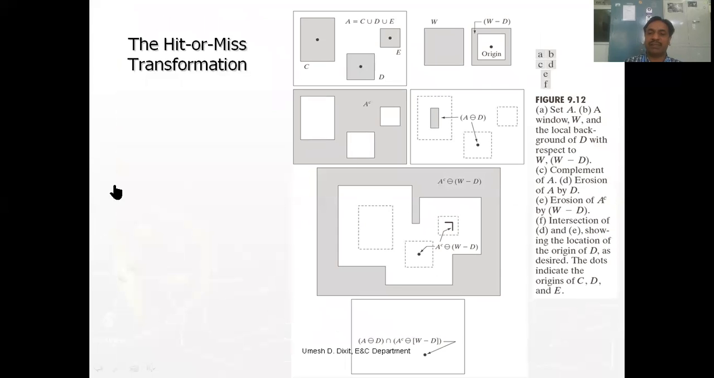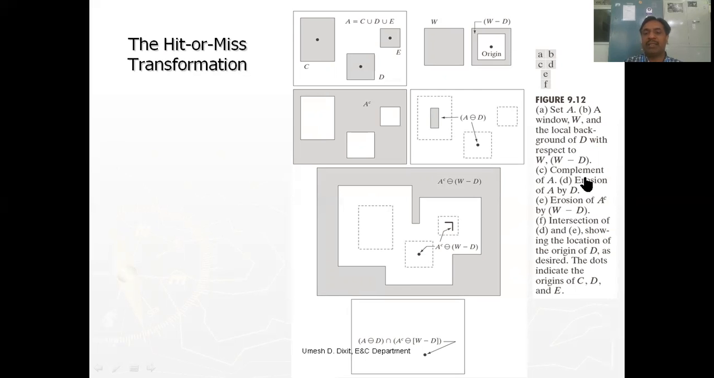Here we have a very good example to understand the concept. The first diagram indicates set A, which has three shapes, say C, D, and E. Assume that W is the local background of object D. We want to know the location of this shape D within the set A. As per the equation, first we have W, the background of D, and then we calculate W minus D.